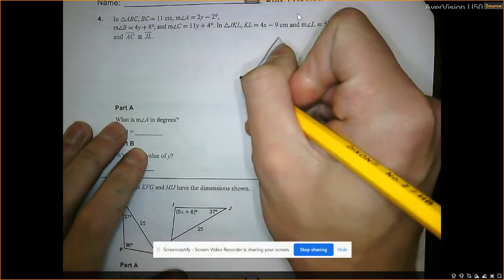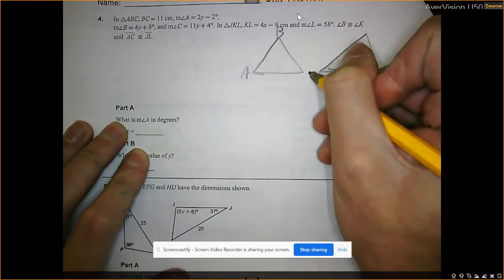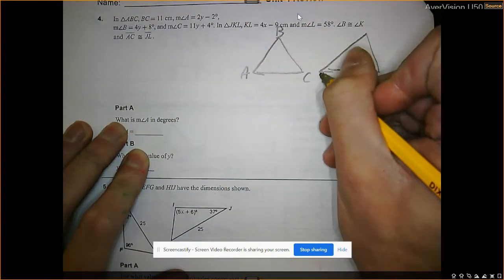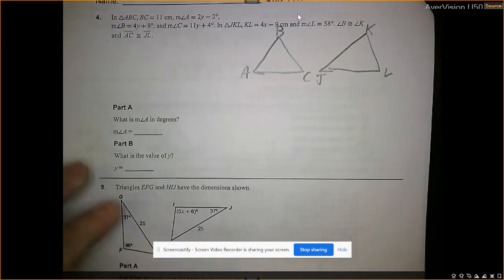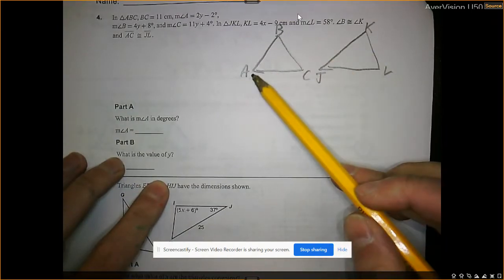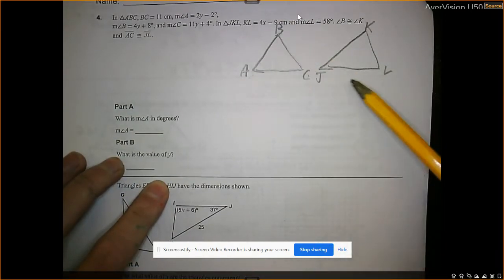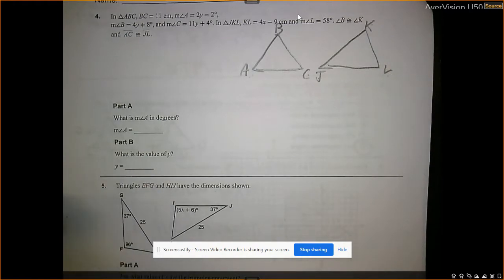So triangle ABC, I'll call this ABC, and then we also have triangle JKL, so I'll call this JKL. Okay? And as long as you're matching it up, like if I'm going A to B to C from left to right, I should go J to K to L from left to right.